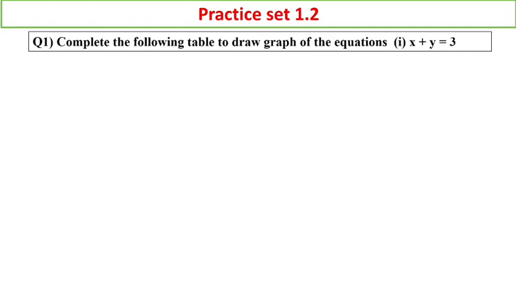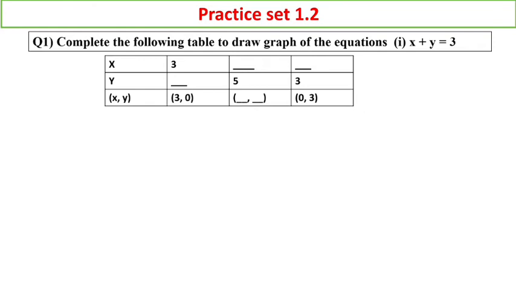So our equation in the first activity is x plus y equal to 3. Here a table is given with columns x, y and (x, y). If the value of x is 3, we have to find the value of y. In (x, y), the first coordinate is for x and the second coordinate, the y value, is given as 0. So here the answer will be 0 for the first one.